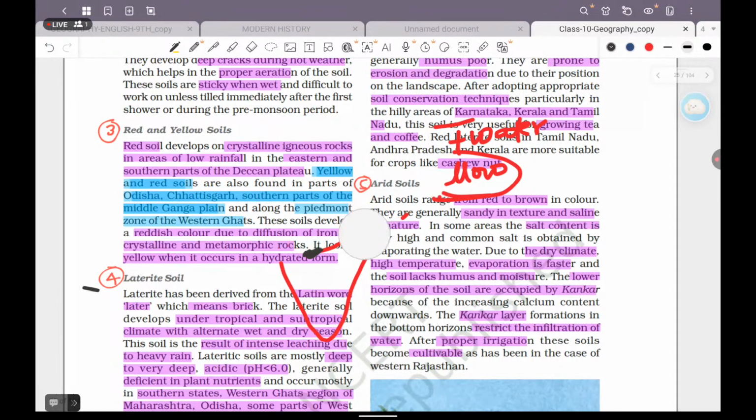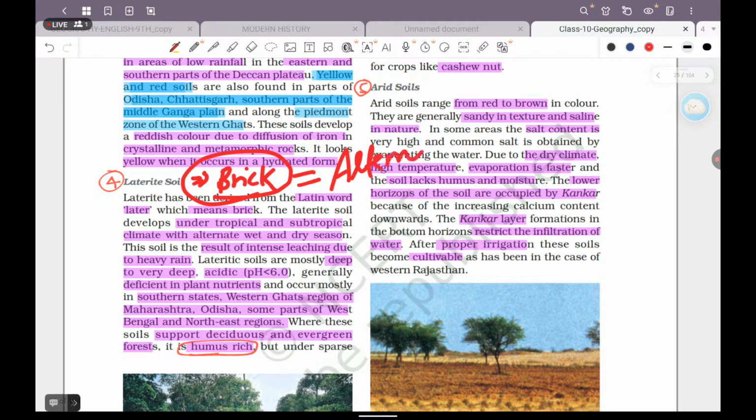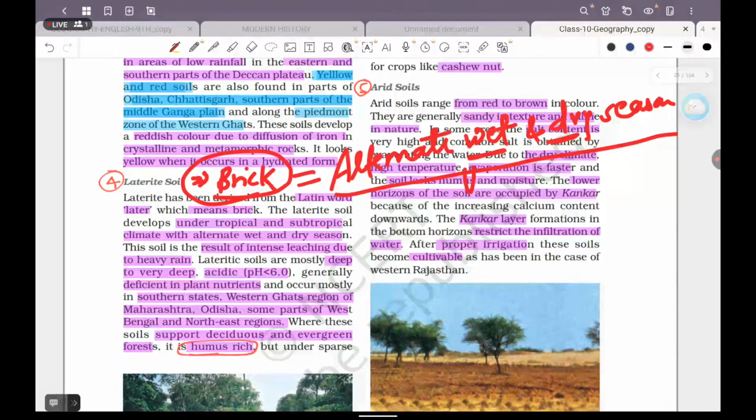So the next is the lateritic soil. Lateritic means the brick. It means the area where there is the alternate wet and dry season. In that area the laterite soil की फॉर्मेशन होती है. बिकॉज दैट अल्टरनेट वेट एंड ड्राई जब होंगे दैट लेड टू द इंटेंस लीचिंग.